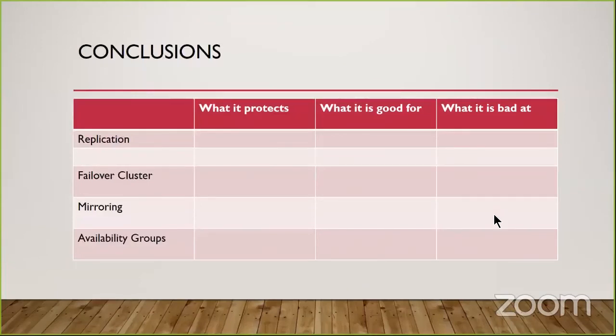Okay, so conclusions. I am going to leave log shipping out of this discussion because I just don't think it's a realistic high availability option for most cases. So of the 4 remaining, replication, failover clustering, mirroring, and availability groups, let's talk about these. First of all, let's take replication. What does it protect? It's pretty interesting because it protects the availability of the instance and it protects the availability of the data.